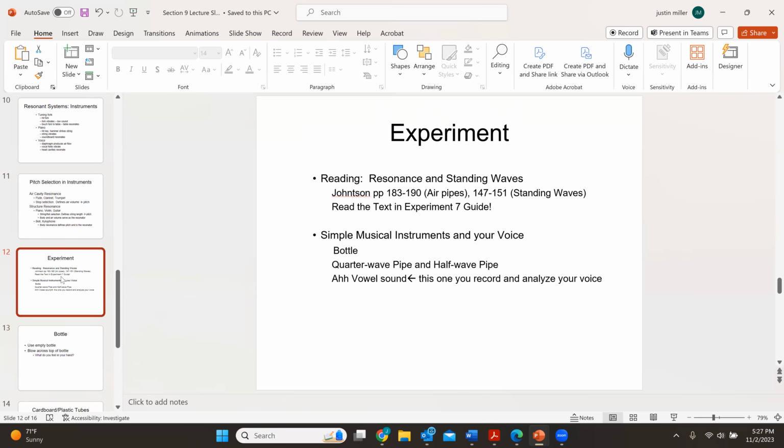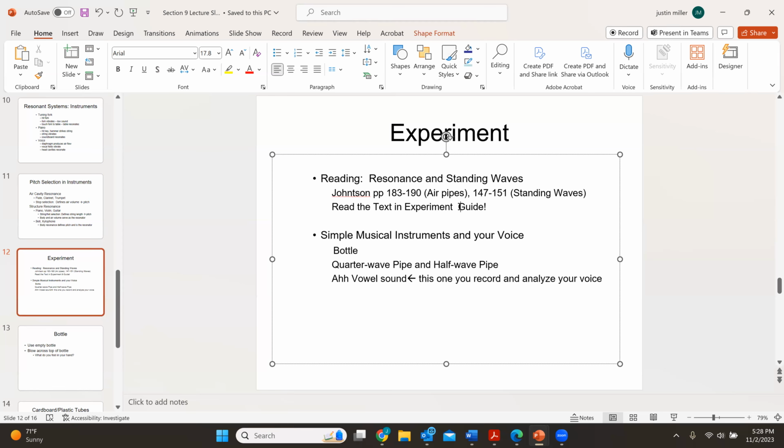So from here, what we want to do is look at the experiment, talk about it a little bit, and then that'll be that. There is some reading: air pipes, standing waves in Johnston, 183 through 190, 147 through 151. And this should say experiment, section 9 experiment. I changed how I'm naming things in the section 9 experiment guide. So definitely read through the section 9 experiment guide, because all the goodies are in there telling you what to do.